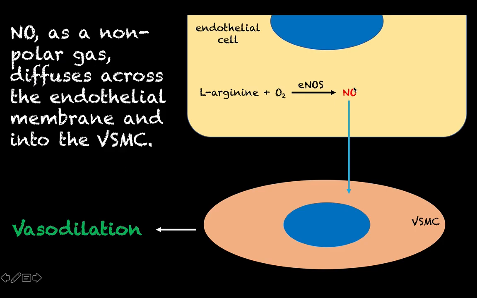So nitric oxide here, as a small nonpolar gas, can freely diffuse out of the endothelial cell and into the interstitial fluid, and then across the membrane of the vascular smooth muscle cell. We're not going to get into the specific details here, but nitric oxide will start to affect the internal structure of the vascular smooth muscle cell and cause it to relax. When all of the vascular smooth muscle cells in the area start to relax, the overall effect we get is vasodilation, which will help to improve the blood flow.